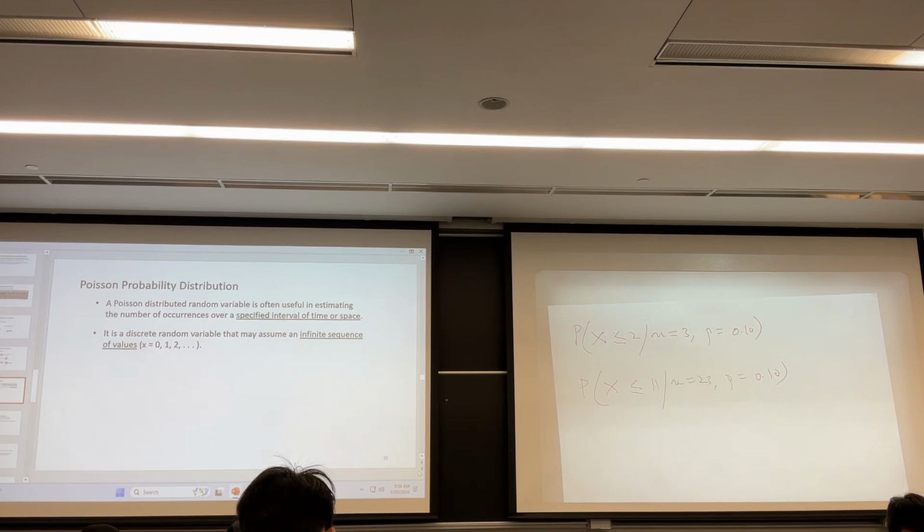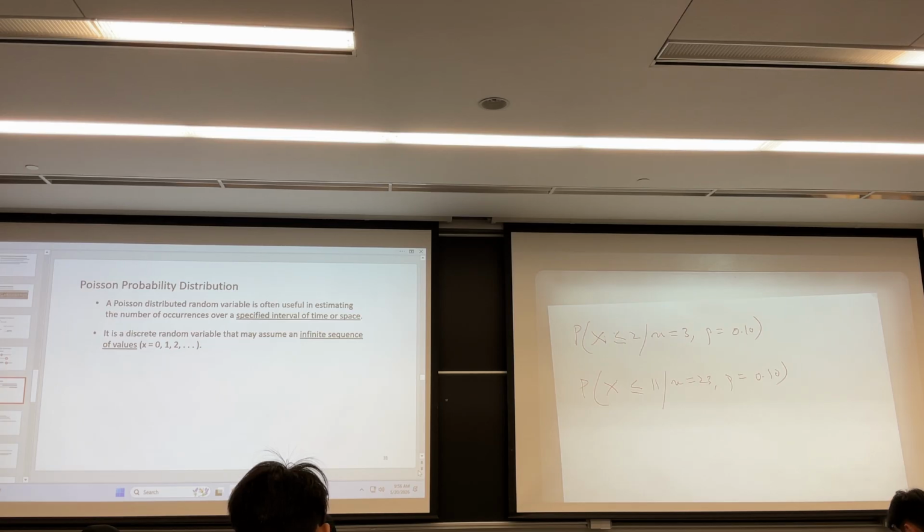Or in half an hour, how many ambulances arrive at the hospital? So the question could be like this. On average, 3 ambulances arrive each 1 hour at the hospital. What's the probability that in the next 1 hour, 2 ambulances will arrive?